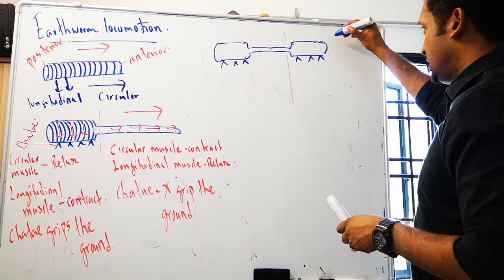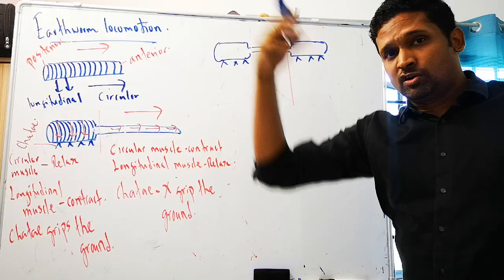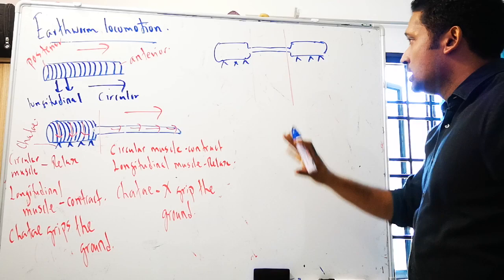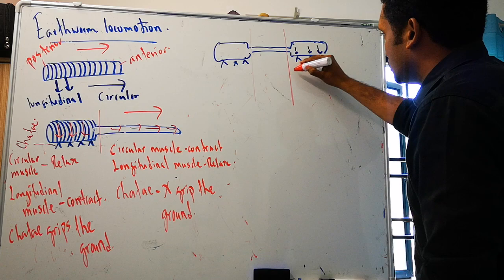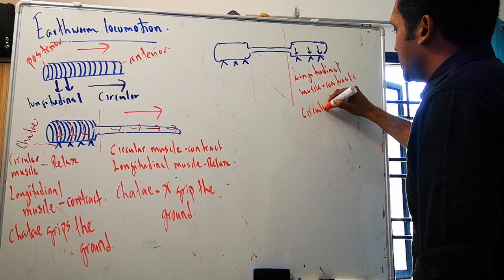This is the front part of the earthworm. This is the middle part. This is the back part. It can be waves of muscle, guys. So simply, when you see chaetae gripping the ground, automatically you must know the longitudinal muscle contracts. So automatically the circular muscle will relax.